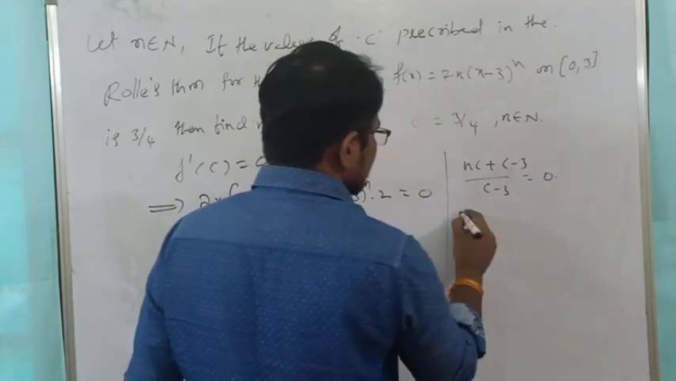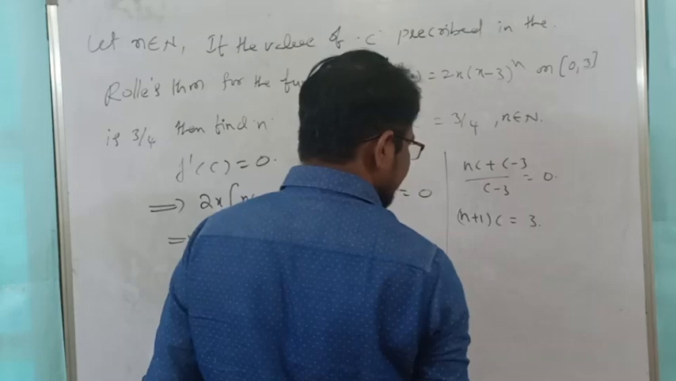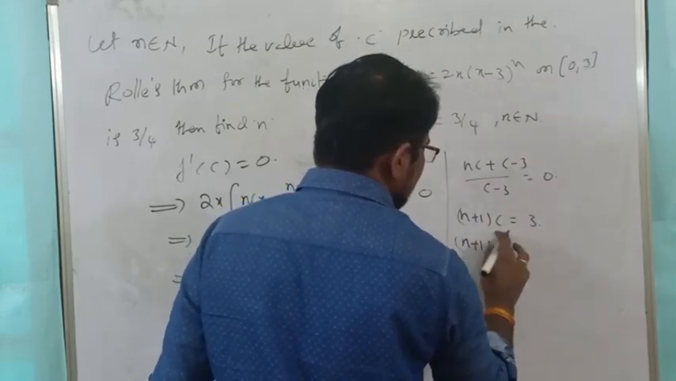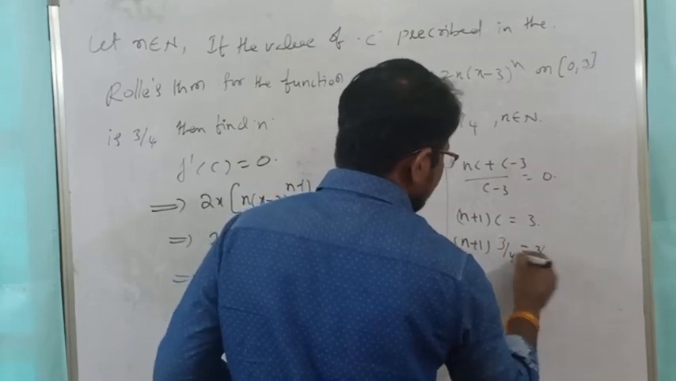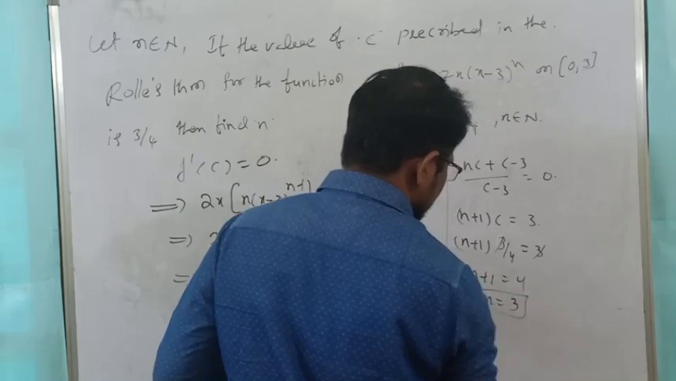to 0. Now (n plus 1) into c equal to 3. So here c equal to 3 by 4, substitute: (n plus 1) into 3 by 4 equal to 3. Now n plus 1 equal to 4, n equal to 3. So this is the n value.